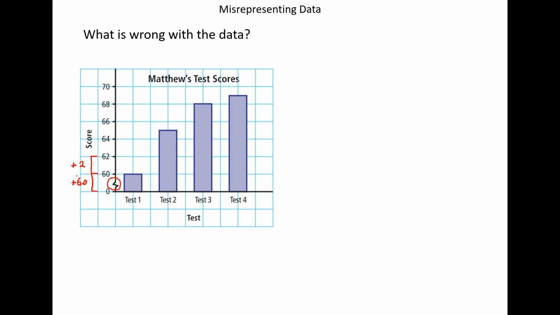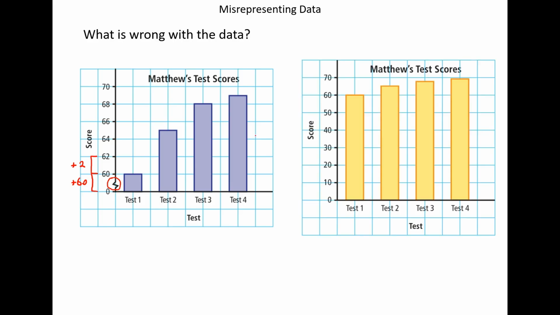Notice how the size difference of the squares are the same, but one is going up by 60 and one is going up by 2. So you see the pattern here isn't consistent. I'm not going up by a consistent pattern for my y-axis, and not doing so would actually manipulate my data. So if I were to not include the line break and to make consistent patterns, look at this graph here. This is Matthew's test score with a consistent pattern on the y-axis.